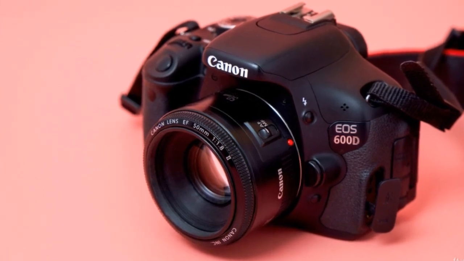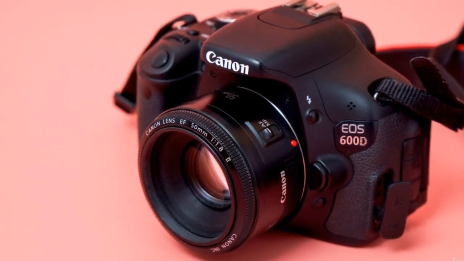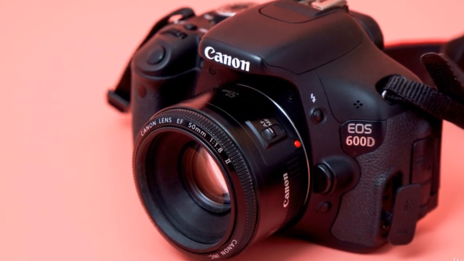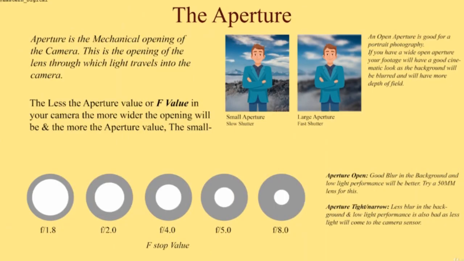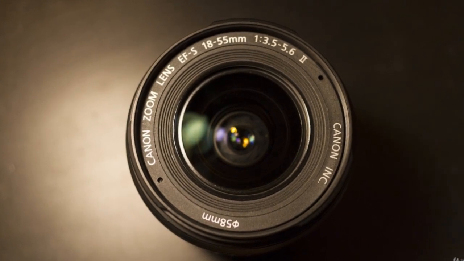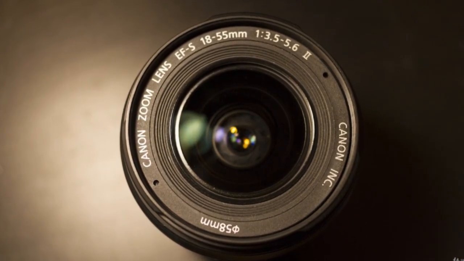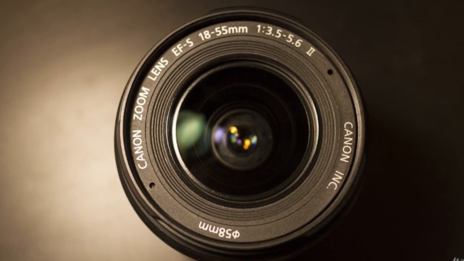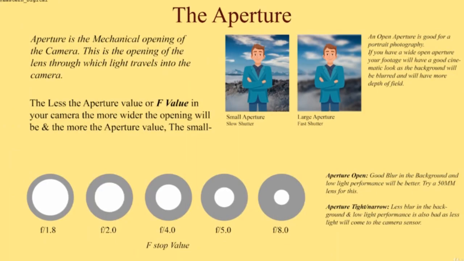Why am I recommending the 50mm prime lens? The main reason is it has an aperture value of f1.8. But the normal kit lens has a higher f value of f4.0. So that's why a normal kit lens gives less low light performance.